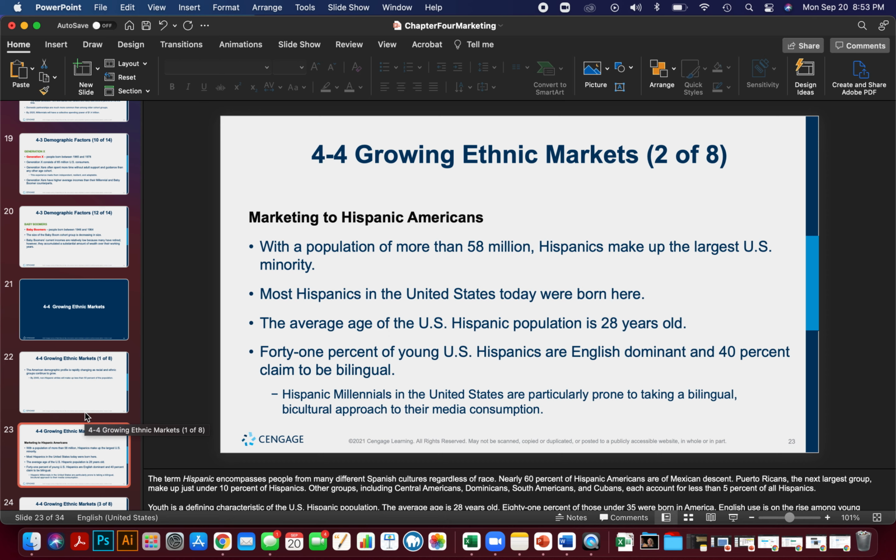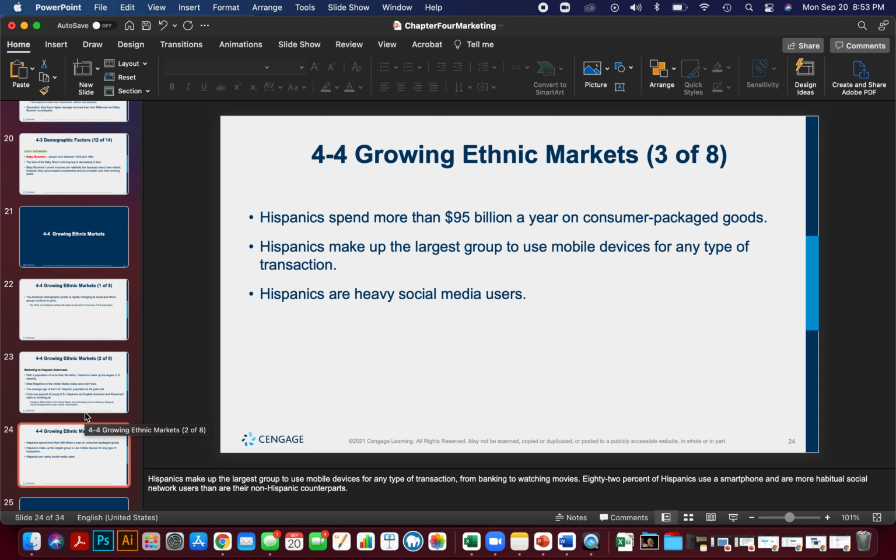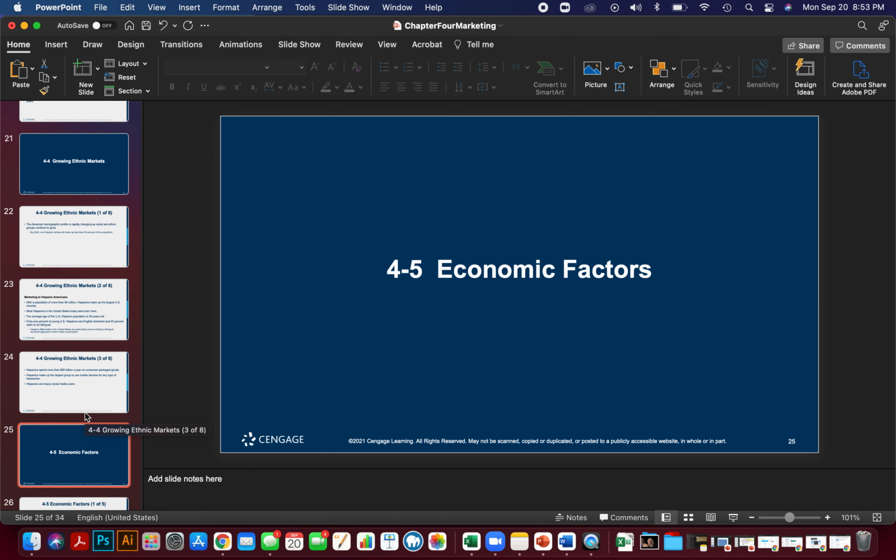41% are English dominant, and 40% are bilingual. So it makes up a large majority of our ethnic community. They're a very powerful group too because they spend more than $95 billion on consumer packaged goods. They're the largest group to use mobile devices, and they are heavy social media users.